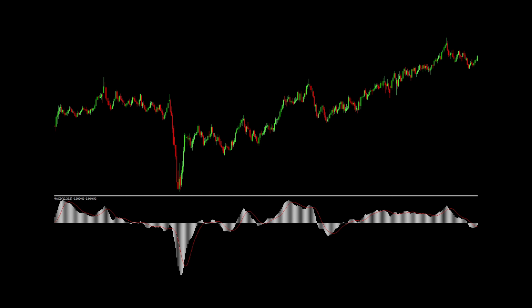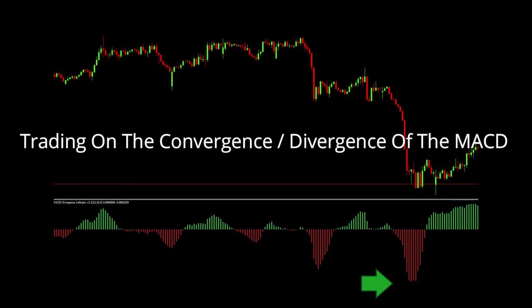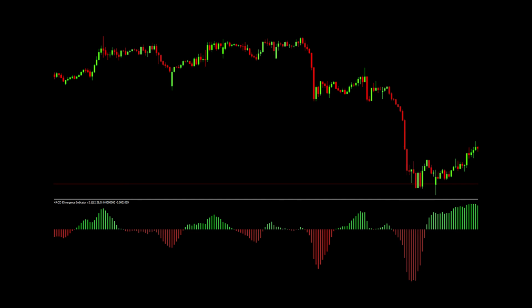Take profit is set 3 times more than the stop loss, or at the nearest key price level. Trading on the convergence-divergence of the MACD. Convergence-divergence of the MACD is one of the strongest signals that this indicator gives. It is expressed in the divergence of the direction of movement of the MACD histogram and the price chart.